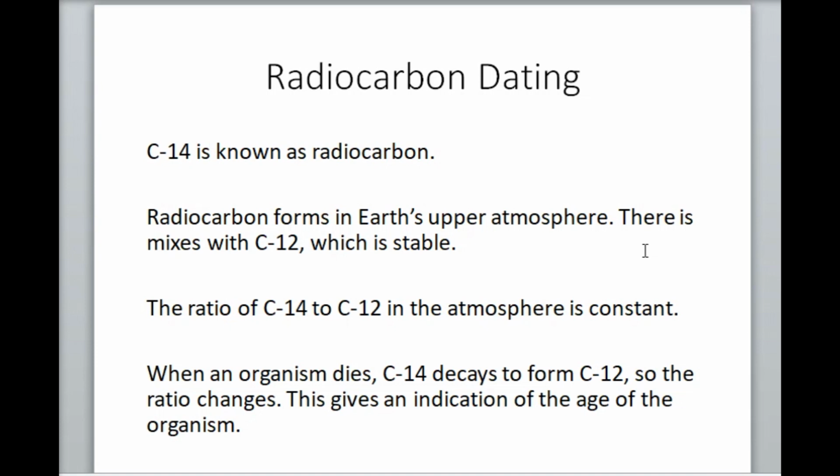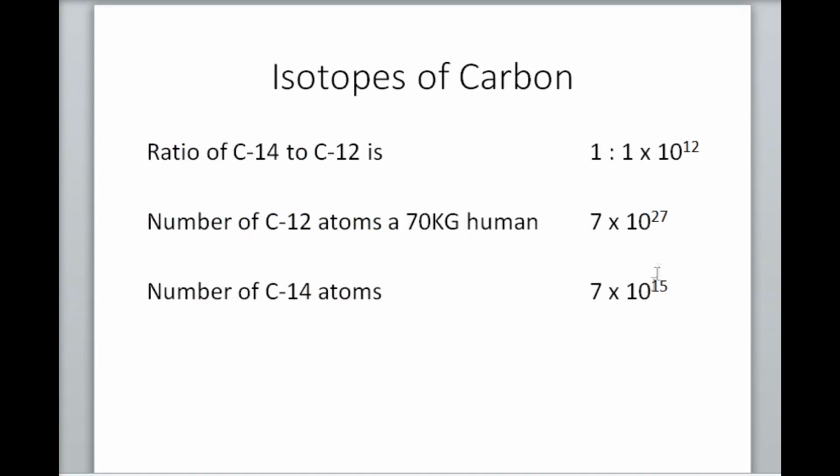Now, in simple terms, basically, we all breathe, we all eat. And so we're exchanging carbon with our environment all the time, whether it's carbon dioxide or whether it's sugar that we eat. So we've got a certain amount of carbon in our body. And if you're 70 kilograms, you should have about that much carbon-14.